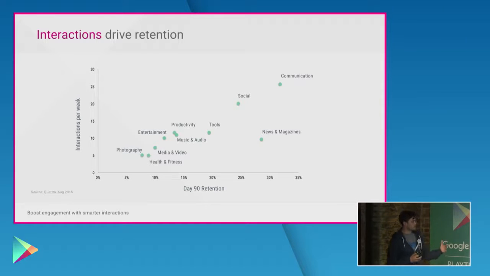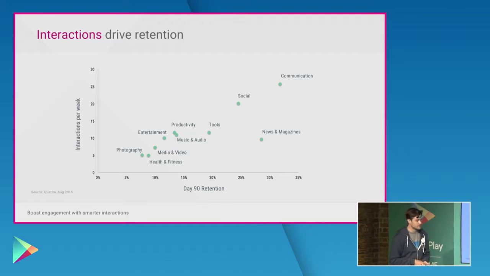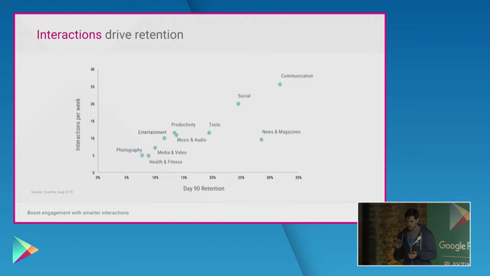And what we've seen across categories of apps is that frequent, regular interactions with your app build loyal audiences and increase your chances of building long-term customers or long-term relationships with your users. So what I want to do today is look at how you can build smart interaction strategies for the multi-device contextual world.